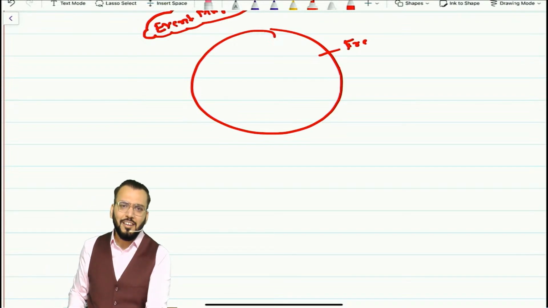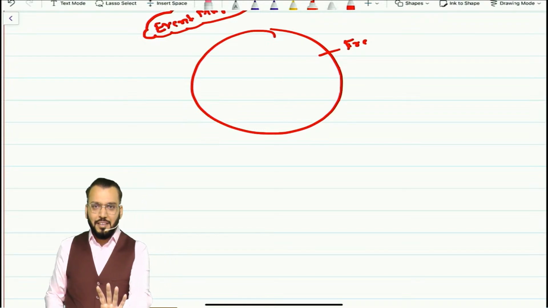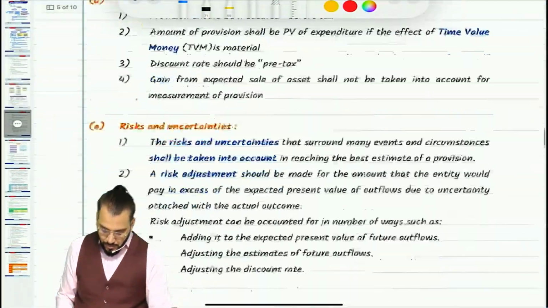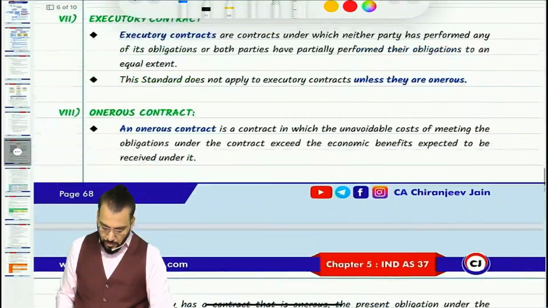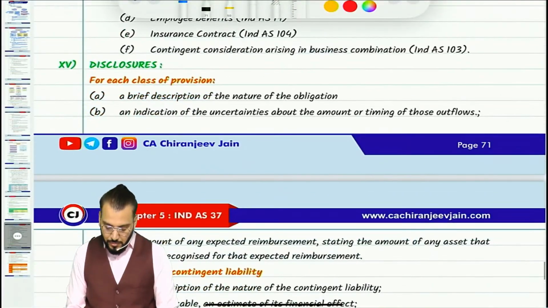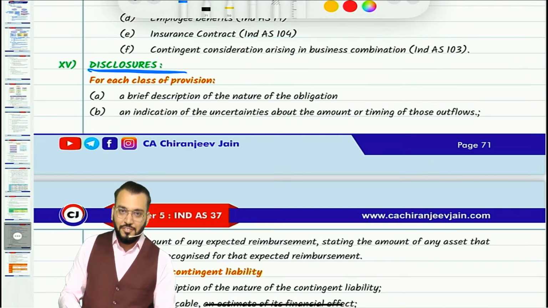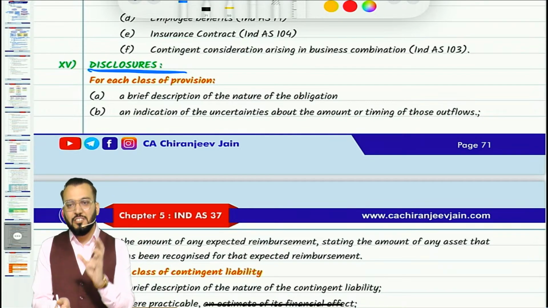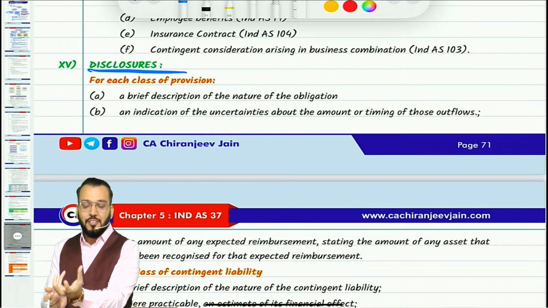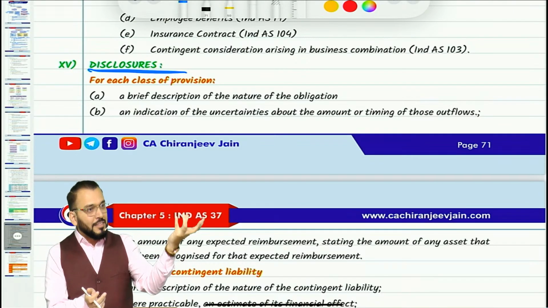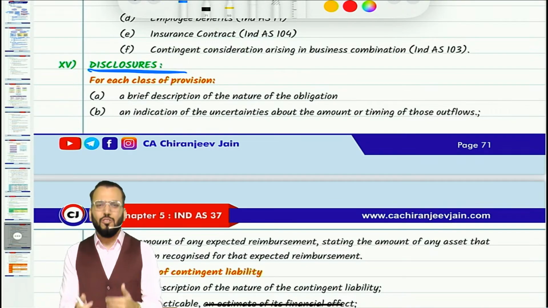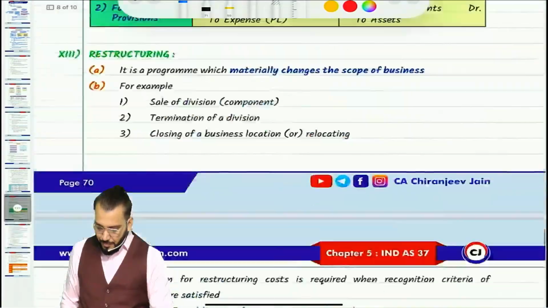Disclosure, till now we have not done. Disclosure we are coming to. Where is the disclosure? Oh my god. This much I need to teach, then disclosure will come. Chapter is not ending. Can I teach you first? Disclosure point is always at the end. There is always a rule: first recognition, measurement, then disclosure. Disclosure will come at the end. What to disclose, what not to disclose, we will discuss. Correct?